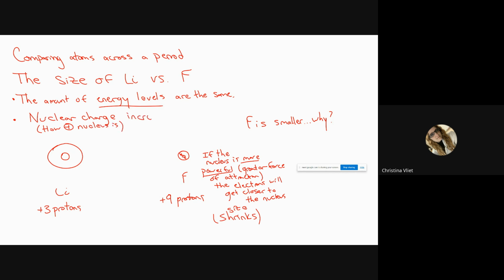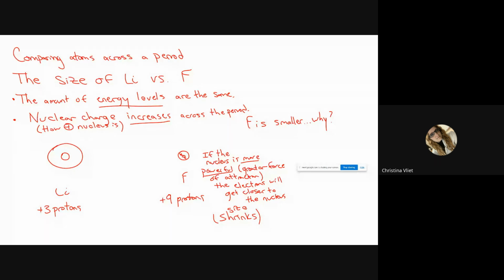Nuclear charge increases across the period. So the important factor to recognize here is that the amount of energy levels is the same. You're not changing the amount of energy levels. So although you have different amounts of electrons from lithium to fluorine, they're contained in the same overall areas of space, in the same overall energy levels. So as you go across the period, your nucleus gets more positive because you add more protons, and the more positive your nucleus is, for the same amount of energy levels, the more it shrinks. That's the idea.